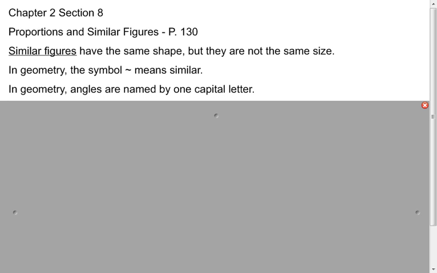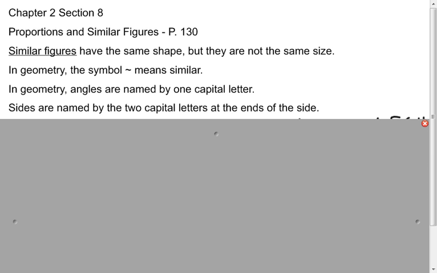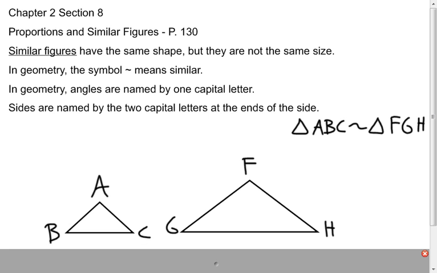In geometry, angles are named by one capital letter. And sides are named by the two capital letters that are at the end of the side. So I've got some triangles down here. On the left, I have triangle ABC. On the right, I have triangle FGH. And then up here, I wrote their names. You name shapes in geometry. So I've got triangle ABC, similar to, the little squiggly line, triangle FGH. We'll talk more about what that similar idea means in a second.